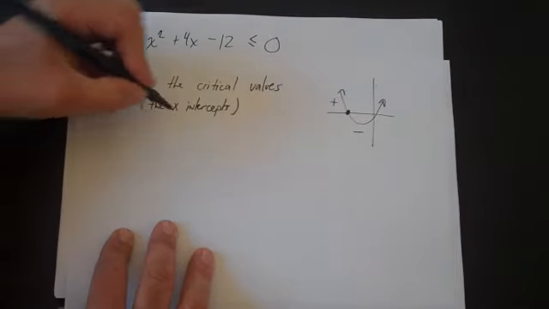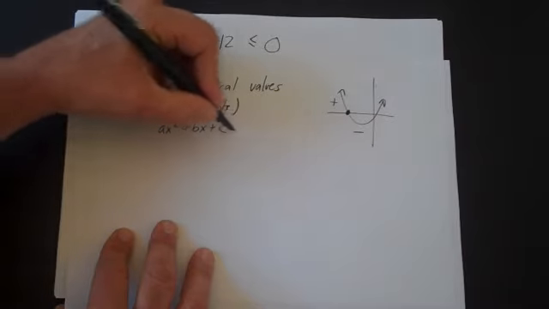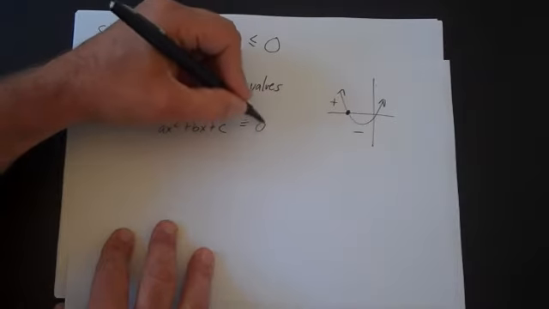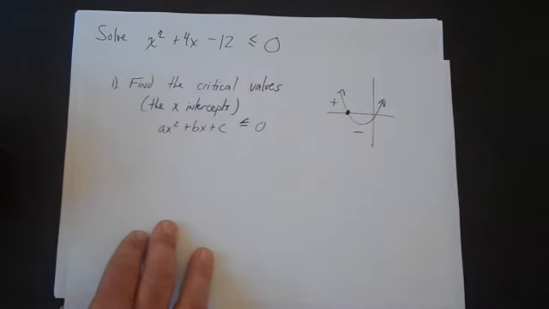And the way we're going to do that is we're going to rewrite it: ax squared plus bx plus c is equal to 0. It's actually going to be greater than or equal to 0, less than or equal to 0. You have to remember the sign flipping rule.